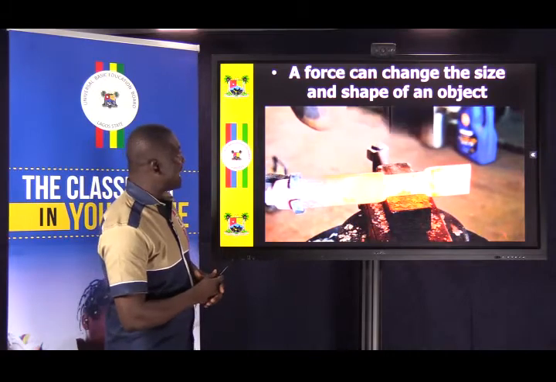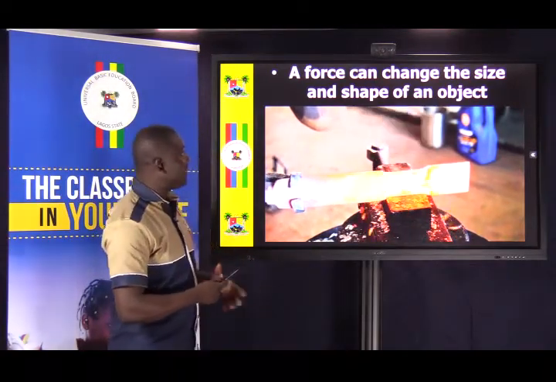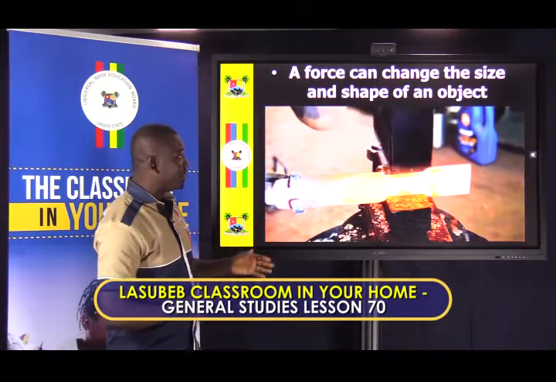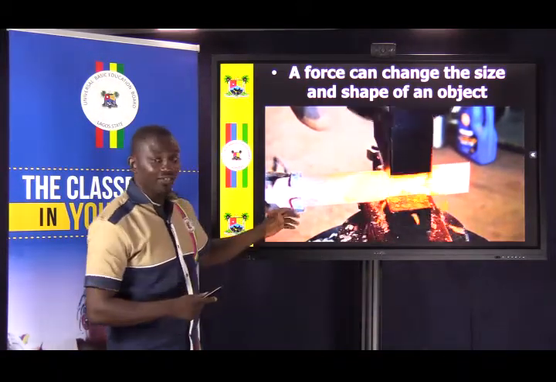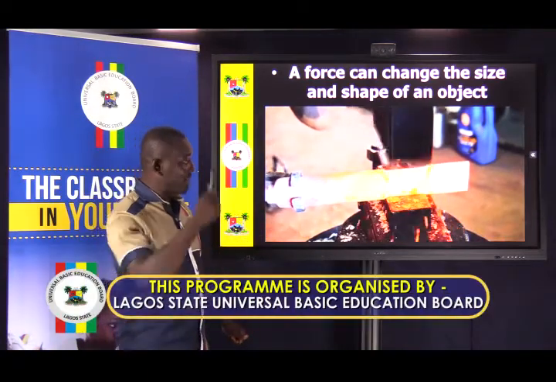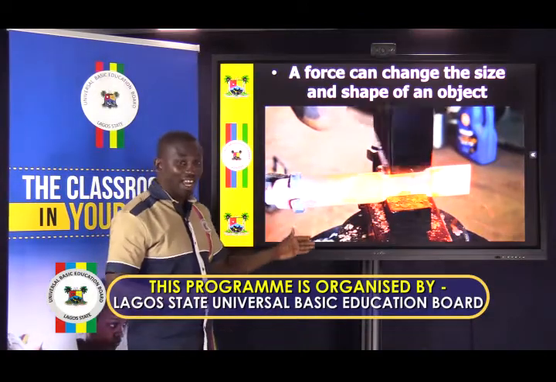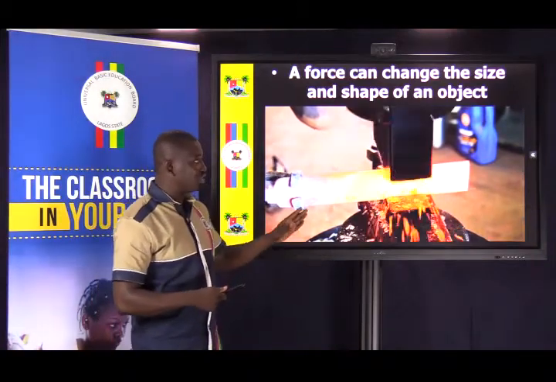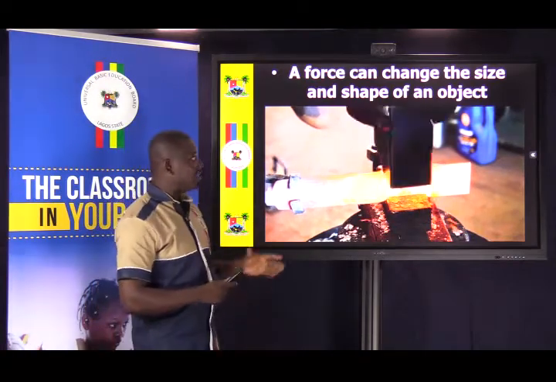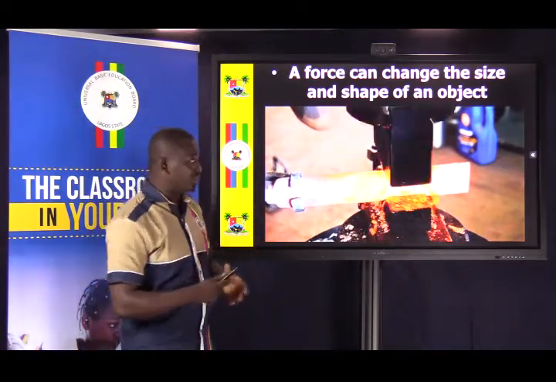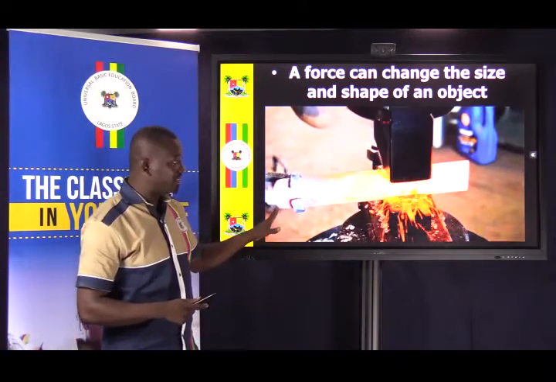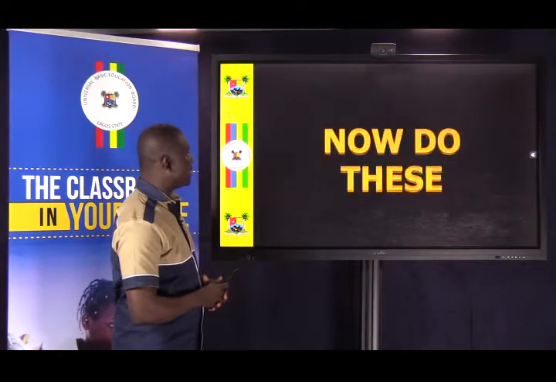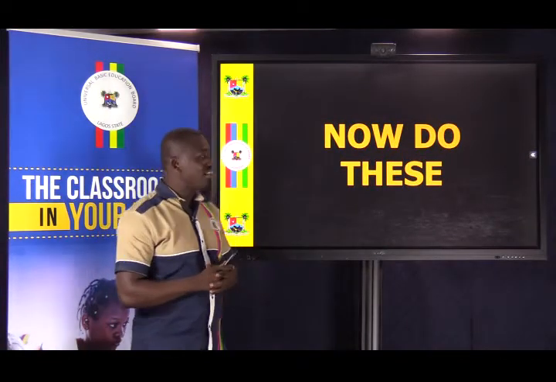A force can change the size and shape of an object. If you check the screen, you will see the blacksmith applying force on the iron using a hammer. And as he's using the hammer, the shape and size of the object is changed. So a force can change the size or the shape of an object. I want you to check the screen again. Can you see that? Yes, he's applying force using the hammer and the size and shape of the object is changed. Okay. Wow. I believe you have been giving me your rapt attention.